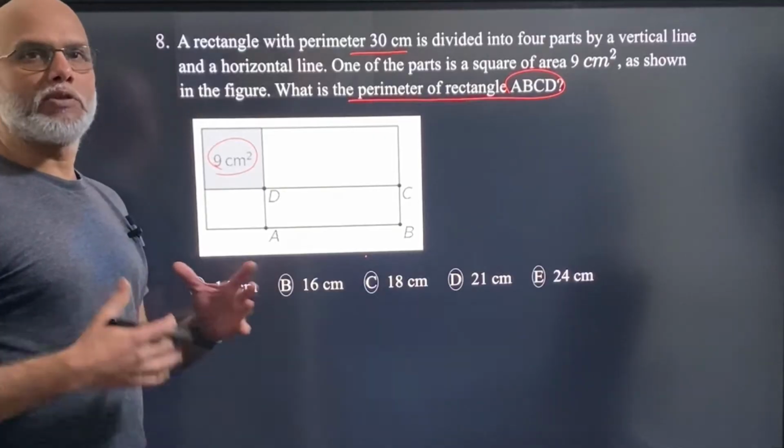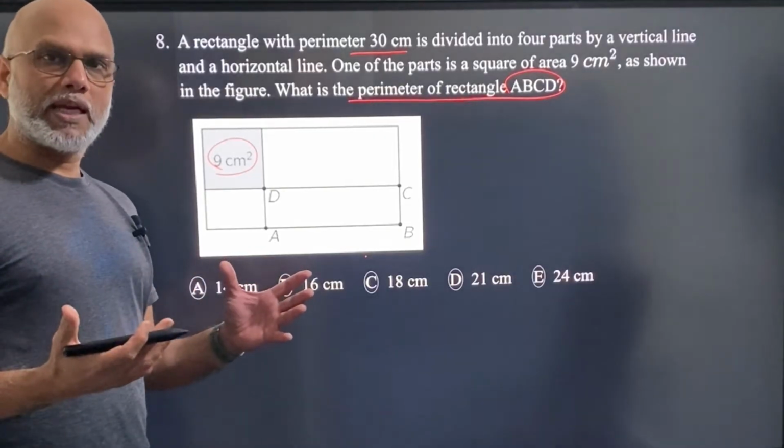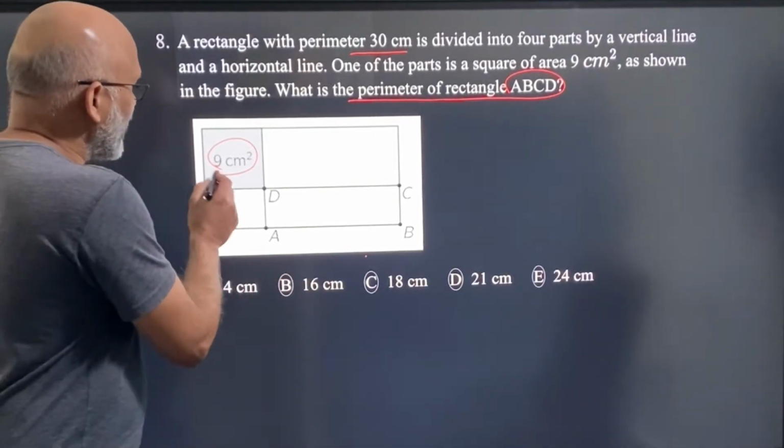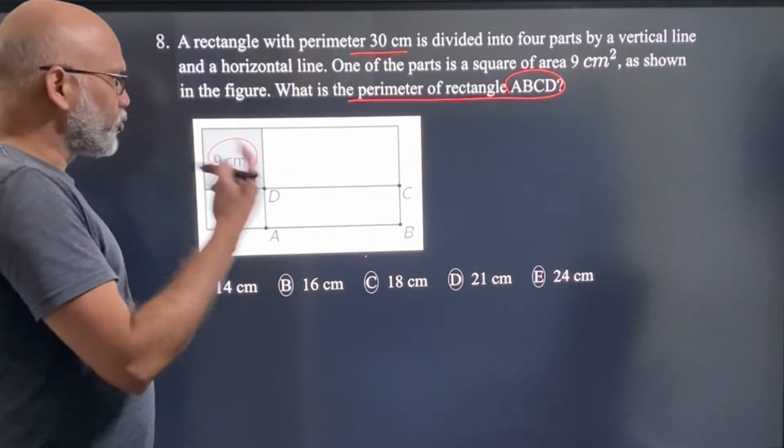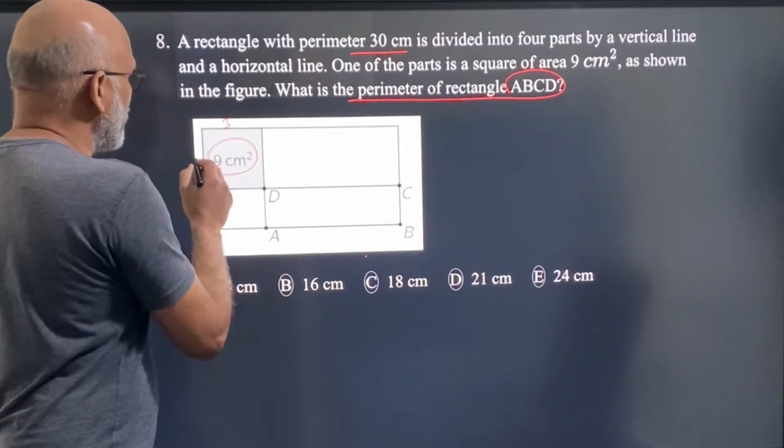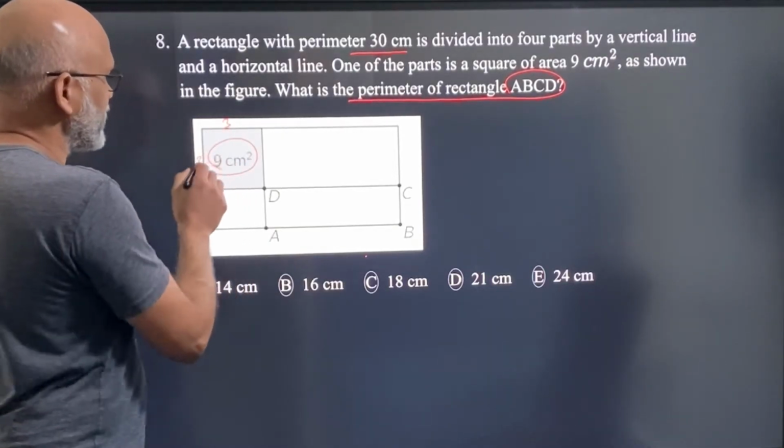So this problem is actually fairly straightforward using algebra. So let's try that. So the area is 9 centimeter square and it is a square. So we know the side. Side will be square root of 9, which is 3. So this side will be 3, this side will be 3. So 3 times 3 is 9.